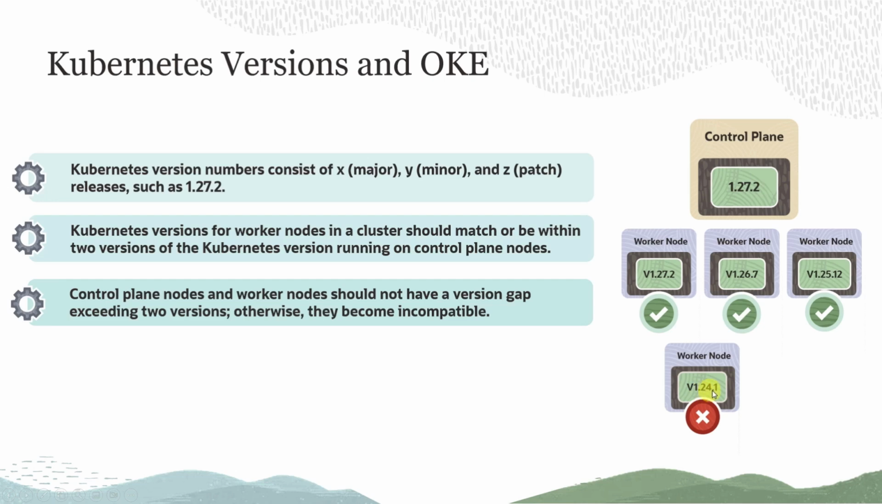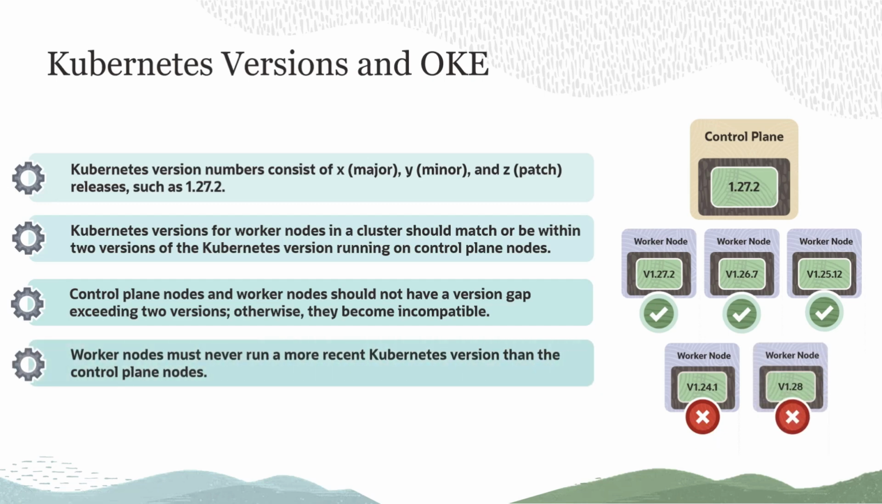But if the gap increases by 2, as shown in the graphics here, where the version of the worker node is 1.24.1, in this case, they become incompatible. Also, a point to note is that the versions on worker nodes must not be more recent than the versions on the control plane nodes. As shown in the graphics here, if your worker node is running version 1.28 and the control plane is running version 1.27, in this case, they both become incompatible. A worker node should never be running a version greater than your control plane node.